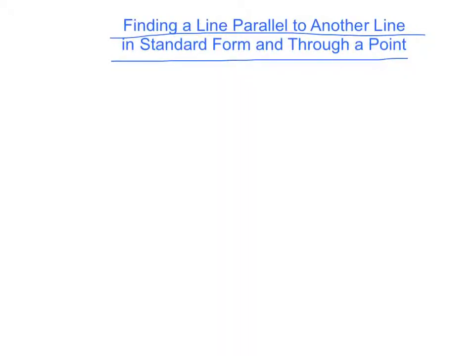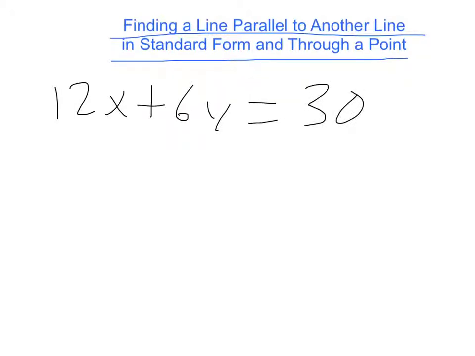Hello, today I'm going to show you how to find a line parallel to another line in standard form and through a point. So say you're given the equation in standard form as follows: 12x plus 6y equals 30. And then you have to make the line correspond with the point (3, 18).